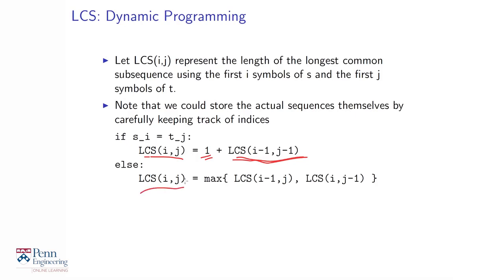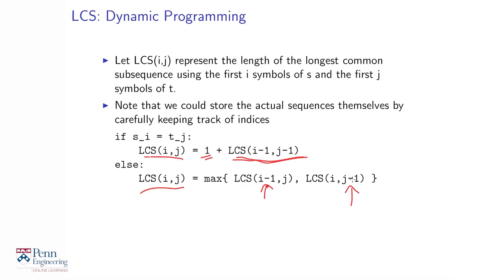So LCS(i,j) now is the best you can do by either dropping the ith symbol from S and just working with the first i minus 1, or dropping the jth symbol from T and working with the first j minus 1. So that's denoted here as the max of these things. So that's the recurrence relation for this problem.